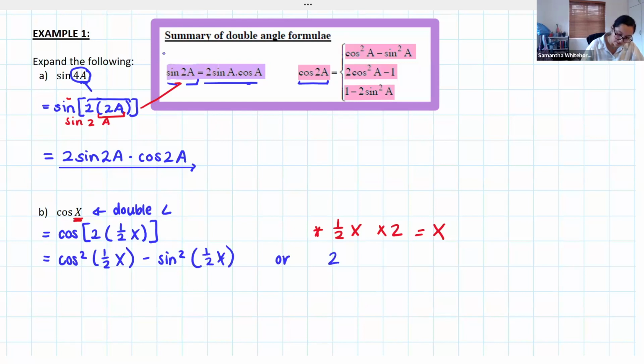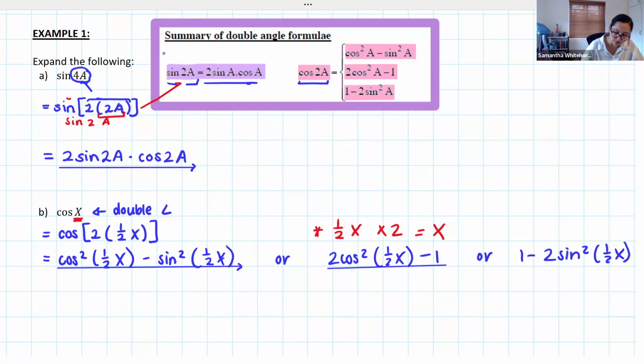Or you will have 2 cos squared of half X minus 1. Or you will have 1 minus 2 sine squared of half X. Again, in this context, it makes absolutely no difference which one you choose to do. It's not like you're trying to prove an identity or show that something's equal to something else. You're just expanding. So in this context, any one of those three is fine.